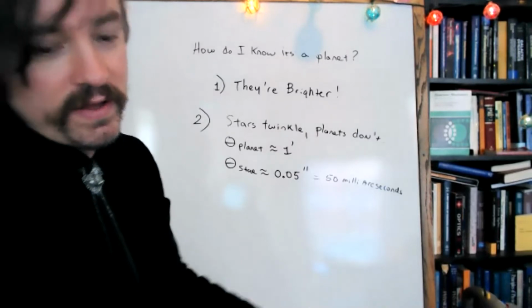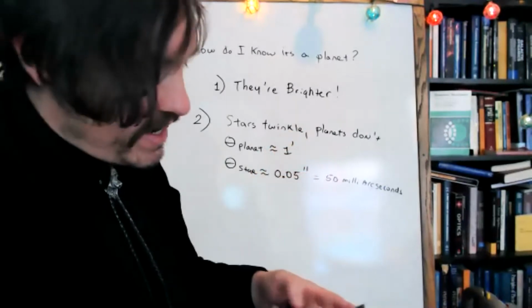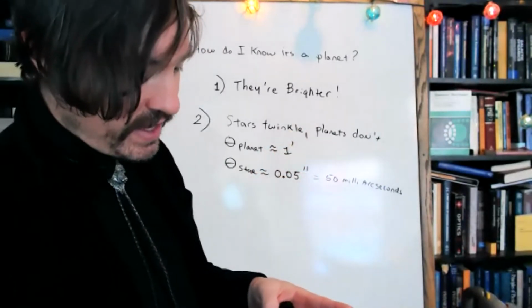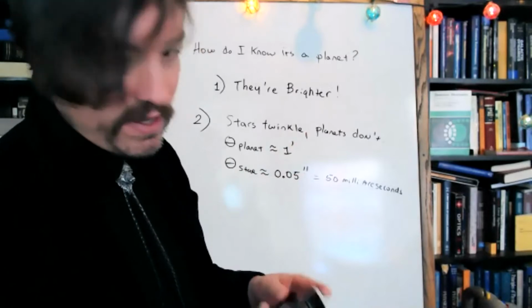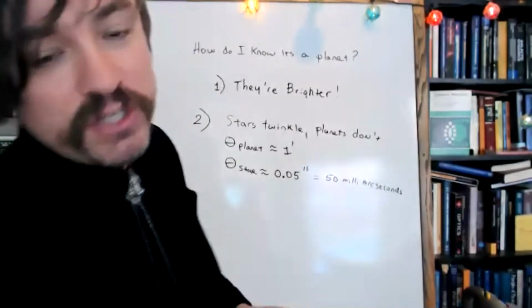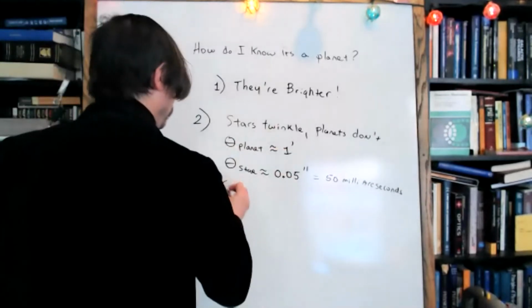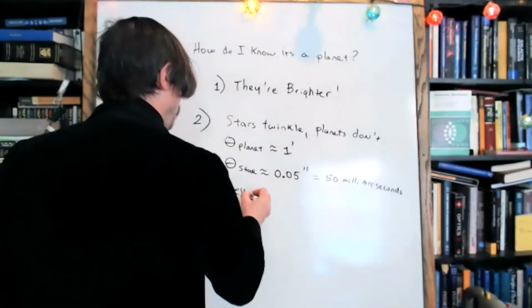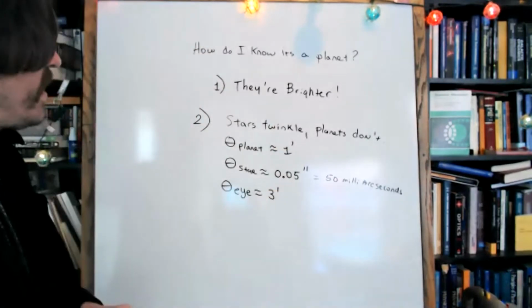60. Good. So the number of times bigger the angular size of a planet is 60 divided by 0.05, 1,200 times larger in angular size. But you want to know what? None of that really matters to your eye, because the minimum angular resolution of the human eye is about 3 minutes of arc.